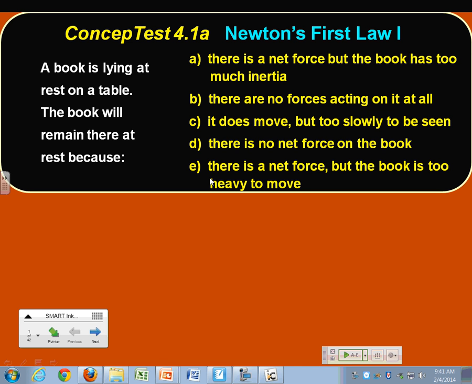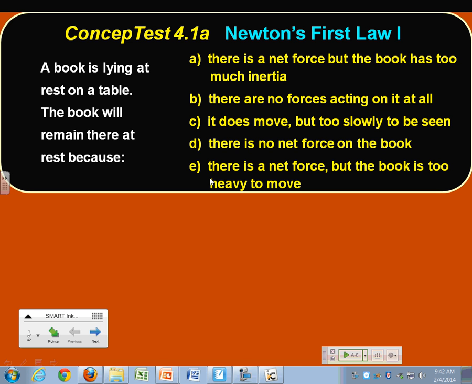It can't be A. There are no forces acting on it at all. Is that a true statement? No, there are lots of forces acting on it. In fact, we've just said two of them, right? What are two forces acting on it in that list of forces that we had? The weight and the normal force, right? So there are no forces acting on it at all.